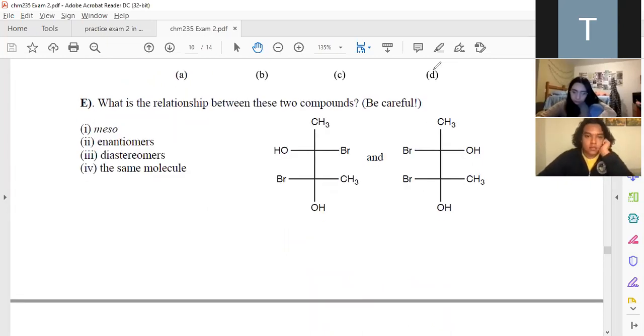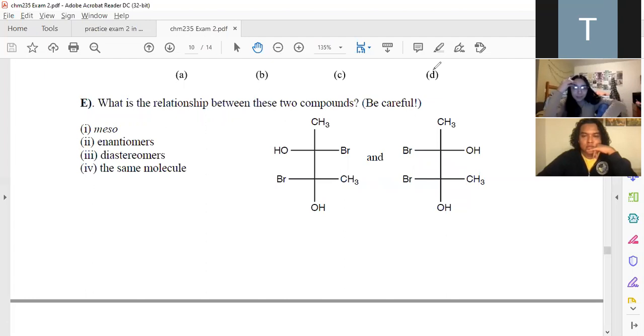Finally, what is the relationship between these two compounds? I don't know how to pronounce it. Diastereomers. Yep, because they're not mirror images of each other. Diastereomers. Because they're not mirror images.